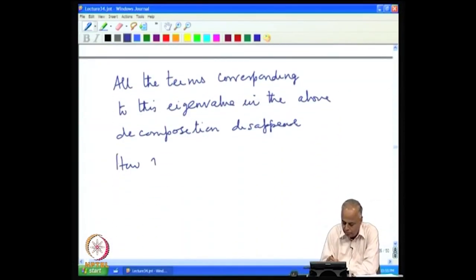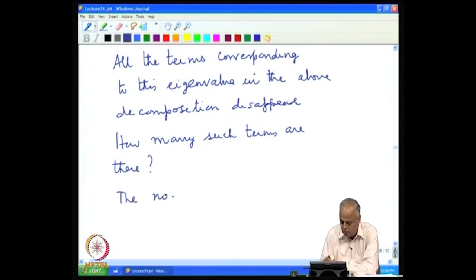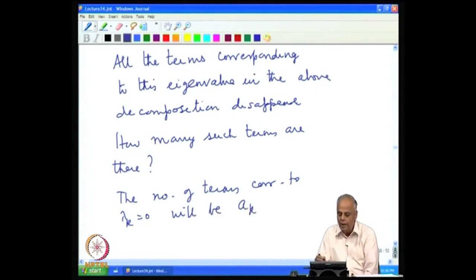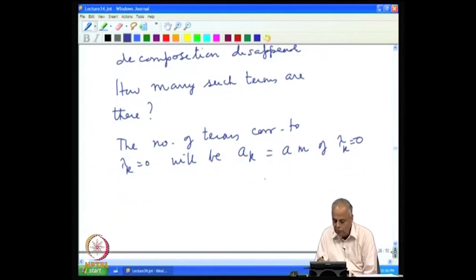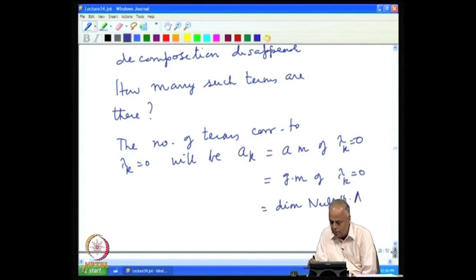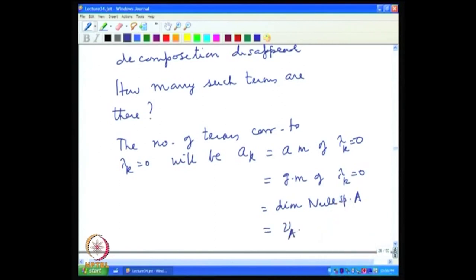How many such terms are there? The number of terms corresponding to lambda k equal to 0 will be a k. What is a k? That is equal to the algebraic multiplicity of the eigenvalue lambda k equal to 0, which means this is the same as the geometric multiplicity of lambda k equal to 0, which is the dimension of null space of A minus lambda k, but lambda k is 0. So it is the dimension of null space of A, which is just the nullity of A. So, in other words, nu A terms will totally disappear from the representation of A.